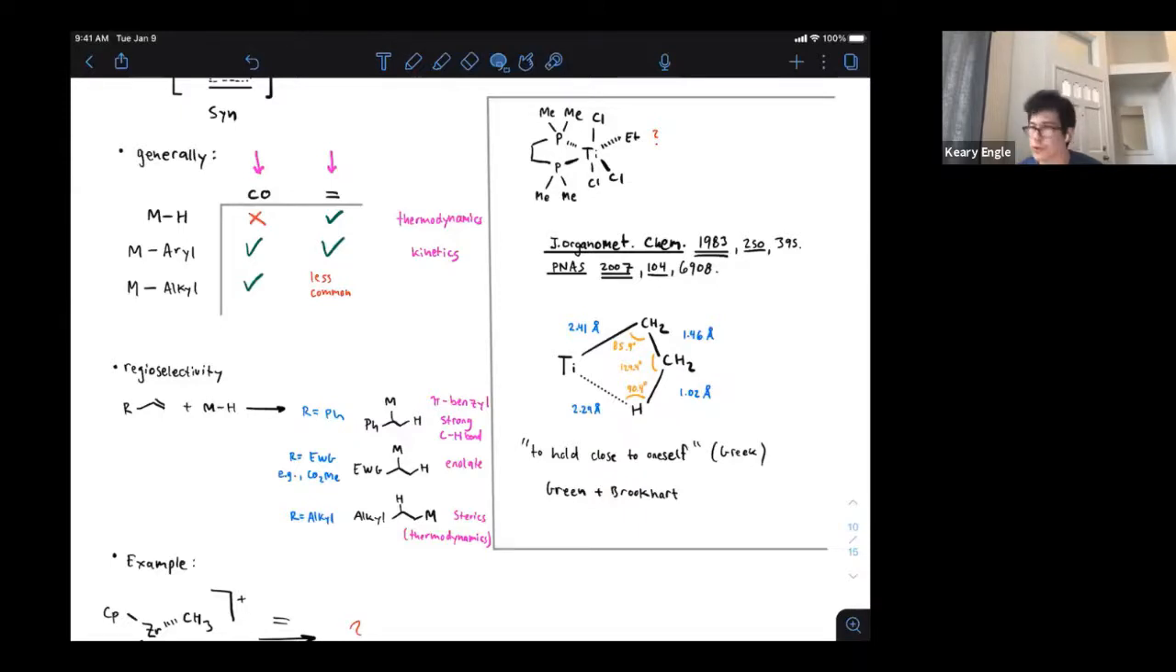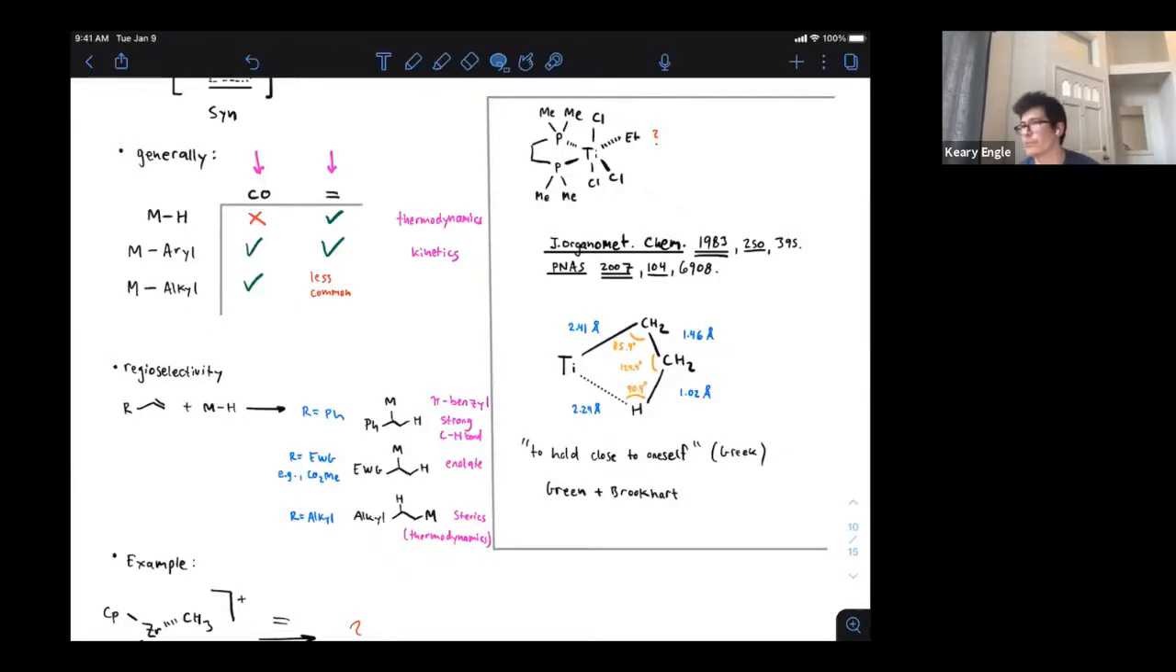I think there are two considerations here. One is the ability to form a pi-benzyl or pi-allyl intermediate that can be haptotropically stabilized. So the ability to toggle between η1 and η3 is a stabilizing effect.